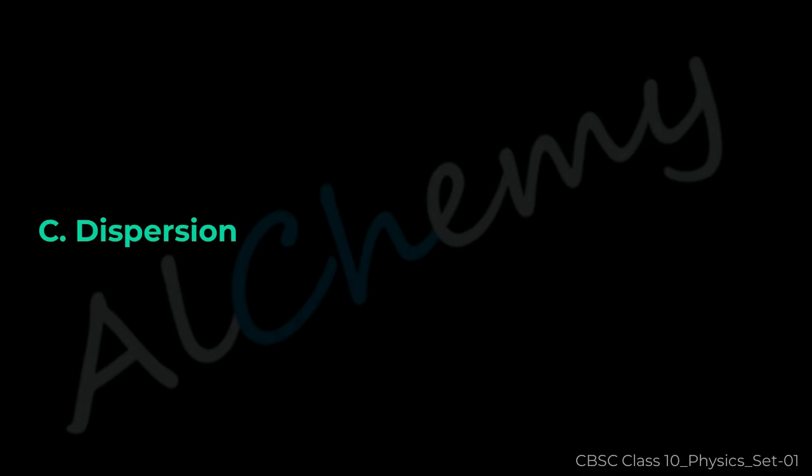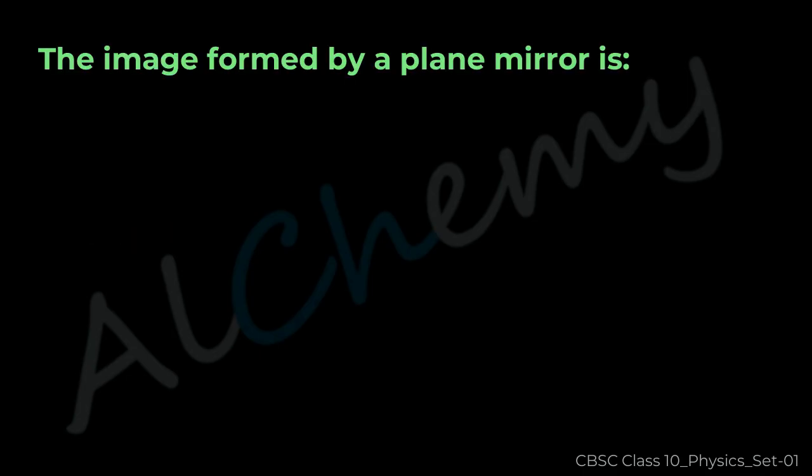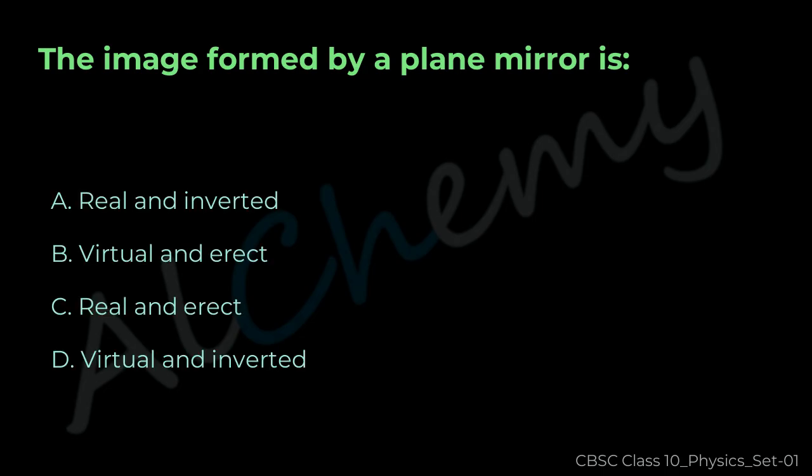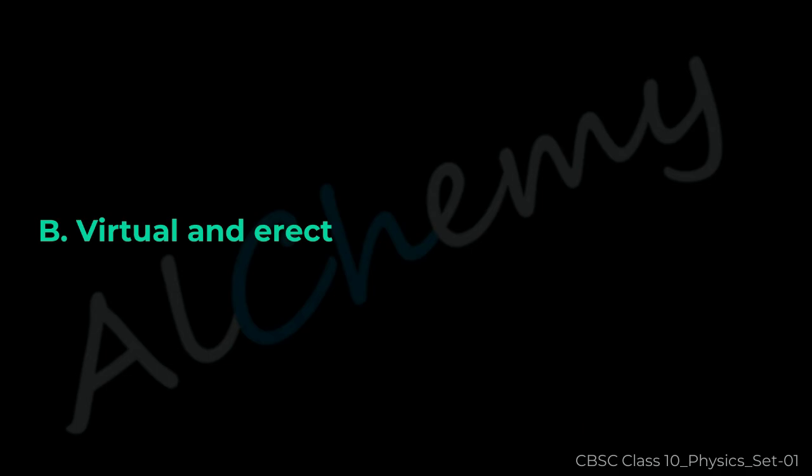Dispersion. Question 9. The image formed by a plane mirror is A. Real and inverted. B. Virtual and erect. C. Real and erect. D. Virtual and inverted. The correct answer is B.